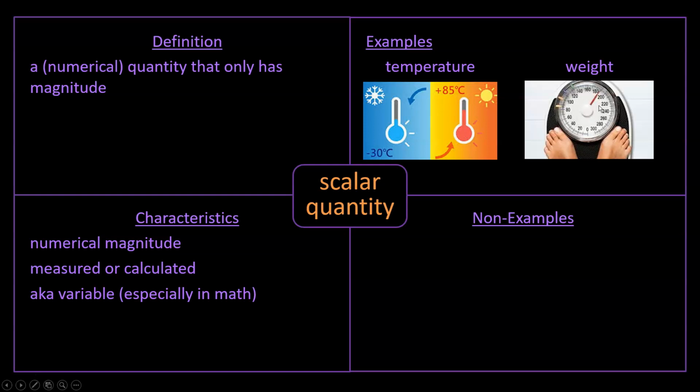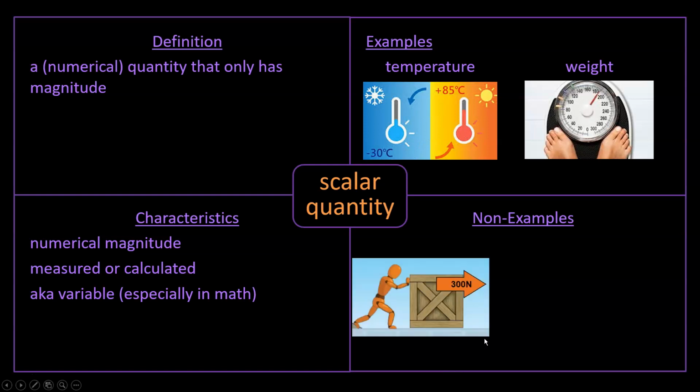Same thing with weight. This person looks like they're coming in at about 188 pounds. Again, there's no direction to that. It's not 188 pounds upward or rightward. So these things that are represented only by a number, only by a magnitude, are called scalar quantities. Now let's look at some non-examples.